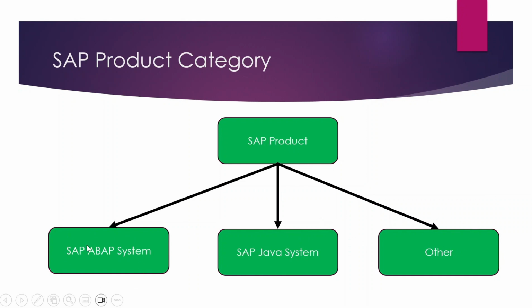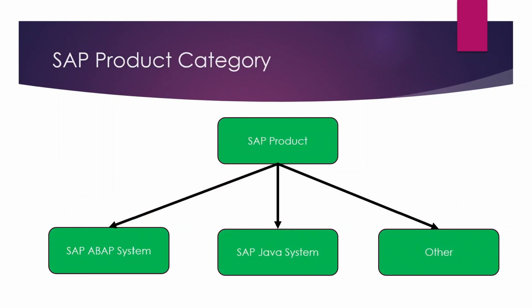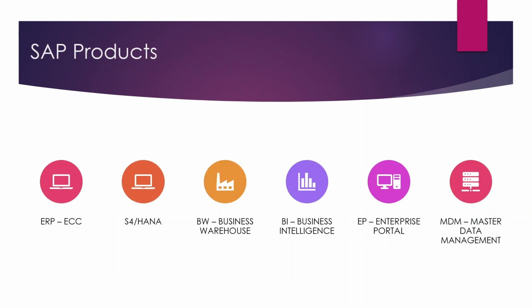What are the ABAP systems? ABAP systems are systems which are accessed by using a piece of software called SAP GUI. Very soon you will see this in action, how we can do that. Java systems are systems which are basically accessed over a web browser. Okay, now in the last slide you already saw some examples of SAP systems, and in this slide you saw that they can be categorized into SAP ABAP systems and Java systems, right?